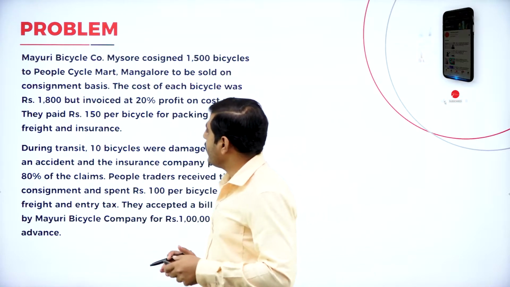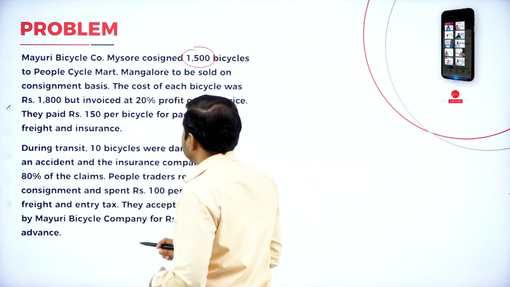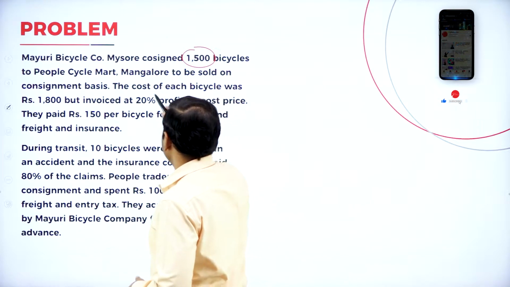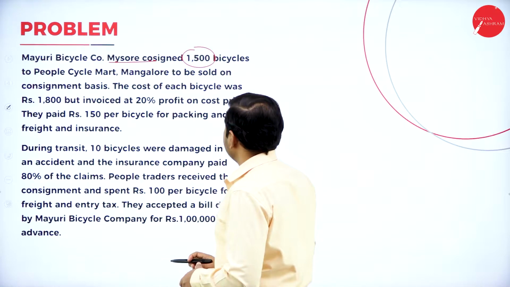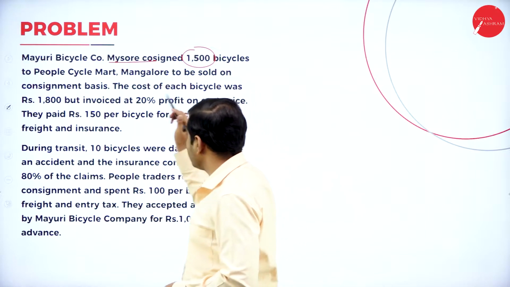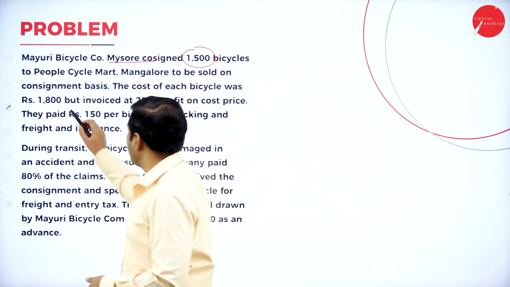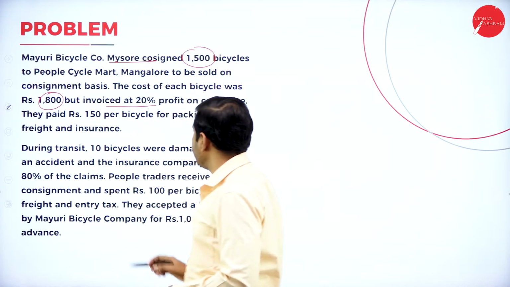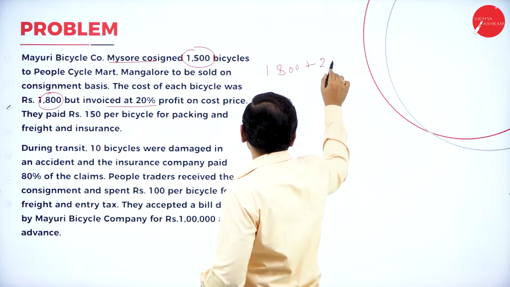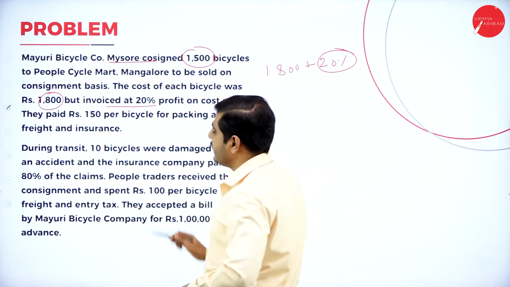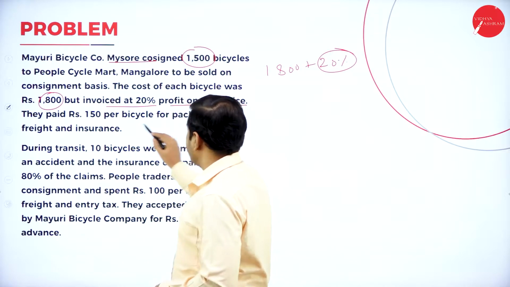Now the first problem. Mayuri Bicycles Company, Mysuru, consigned 1500 bicycles to People Cycle Mart, Mangalore, to be sold on consignment basis. So here Mayuri Bicycles is the consignor and People Cycle Mart is the consignee. The cost of each bicycle was 1800 but invoiced at 20% profit. So we have to add 1800 plus 20% profit, and you will get the actual invoice price.